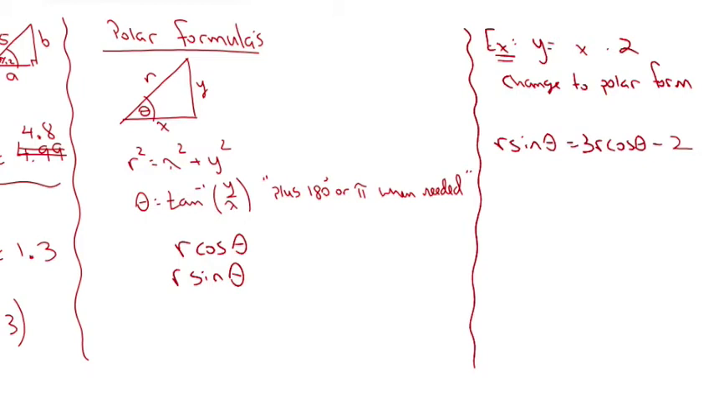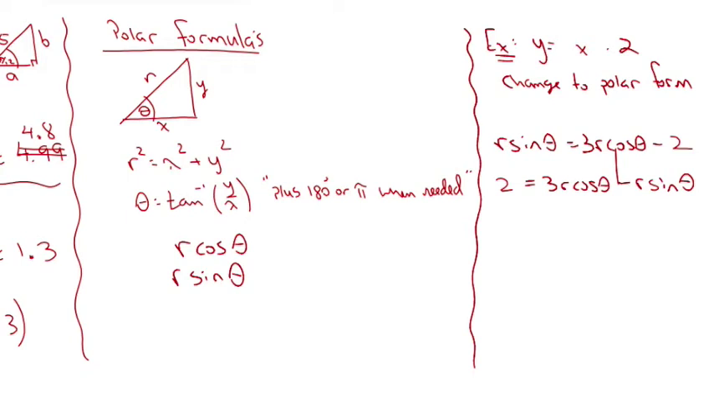I'm going to use the trick from law of cosines by taking these two pieces, the outer ones, and flipping them. Remember that one? Negative 2 here, if I move it to the other side, becomes positive 2. This r sine theta, if I move it over here, becomes negative. So I'm going to get 2 equals 3r cosine theta minus r sine theta.